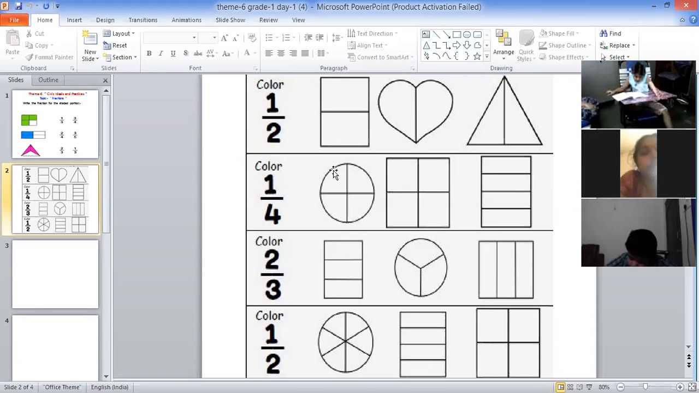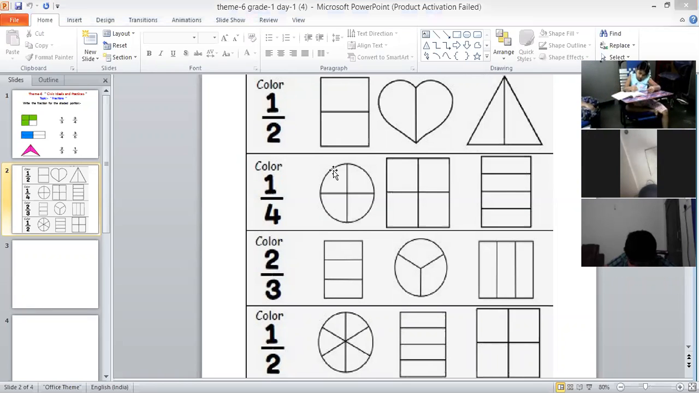Yes, Ketan? Ma'am, page number. Ketan, this is not in your book. This you have to do in your notebook. Okay, ma'am.